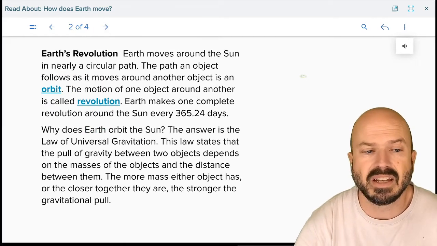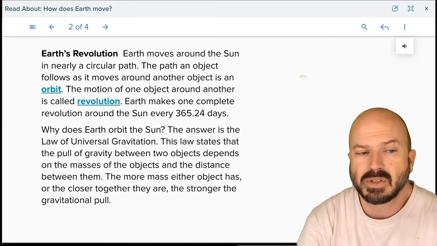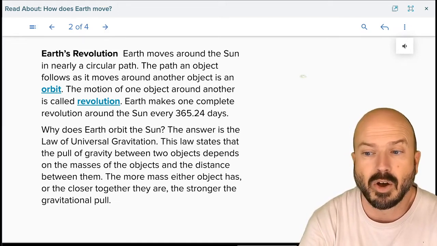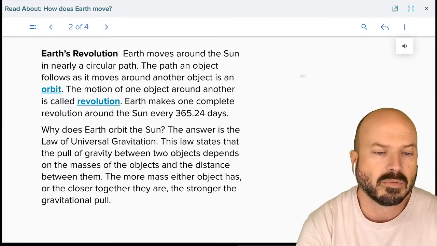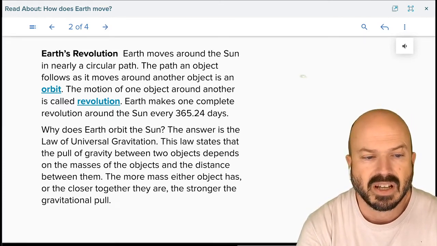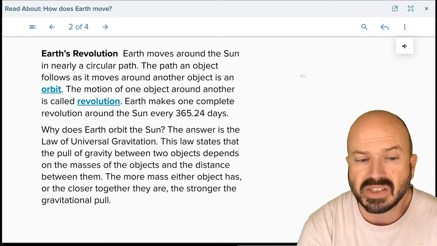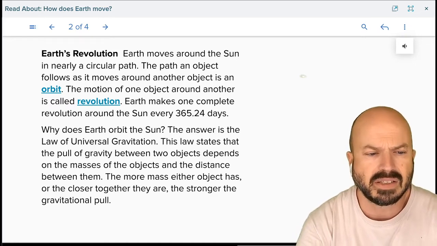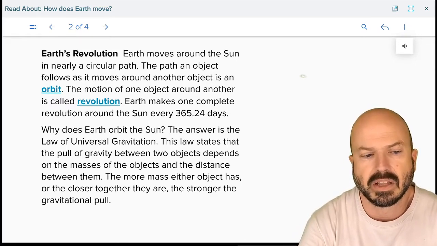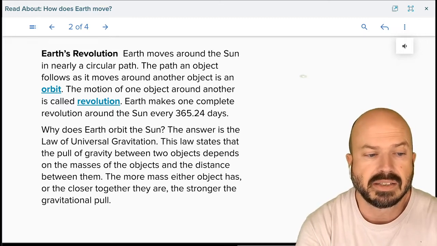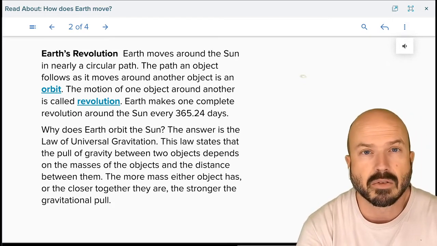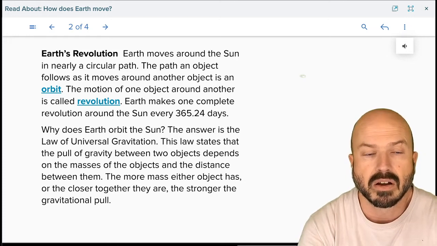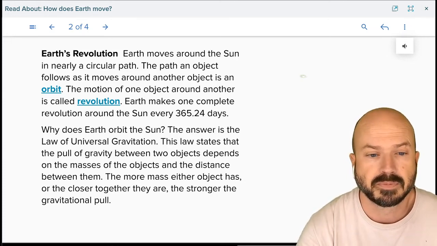Earth moves around the sun in nearly a circular path. The path an object follows as it moves around another object is called an orbit. The motion of one object around another is called a revolution. Earth makes one complete revolution around the sun every 365.24 days. Now, why does the Earth orbit the sun? The answer is the law of universal gravitation. This law states that the pull of gravity between two objects depends on the masses of the objects and the distances between them. The more mass either object has, or the closer together they are, the stronger the gravitational pull.